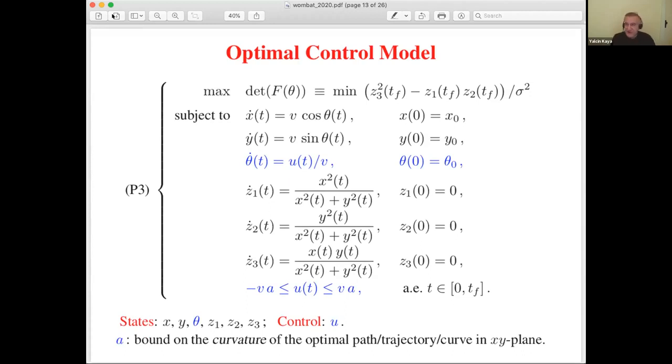In fact, it's interesting to make a note here. If you choose v to be the unit speed, and you replace the Fisher information here by tf, so that you want to minimize tf subject to this dynamics given for x, y, theta, then the equations for z1, z2, z3 disappear, and you have the celebrated Markov-Dubins problem. You need to specify the initial and terminal points, but it's a version of that.